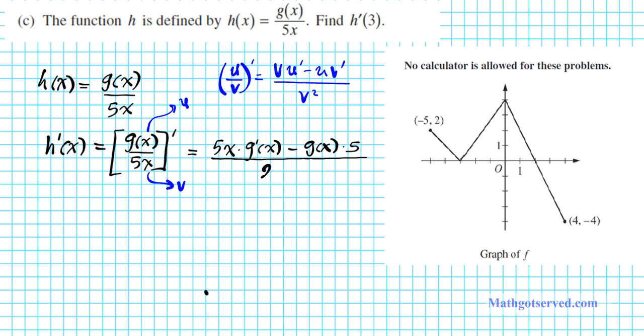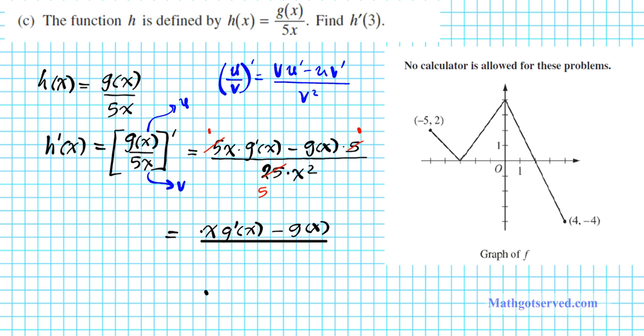25x squared. Now, if you notice, 5 is common to all three terms, so we can divide by 5. 5 goes here 1, 5 goes here 1, 5 goes here 5 times. So what we have is x times g prime of x minus g of x, over x squared.